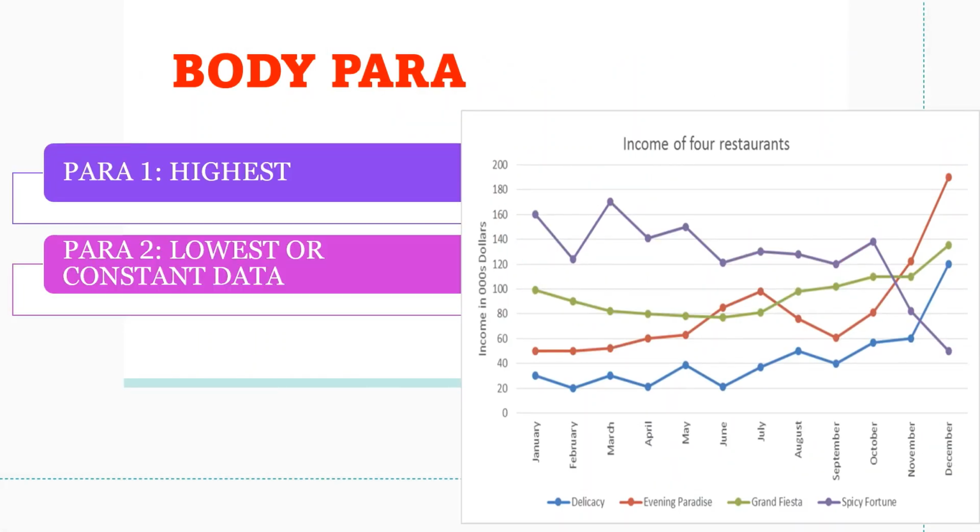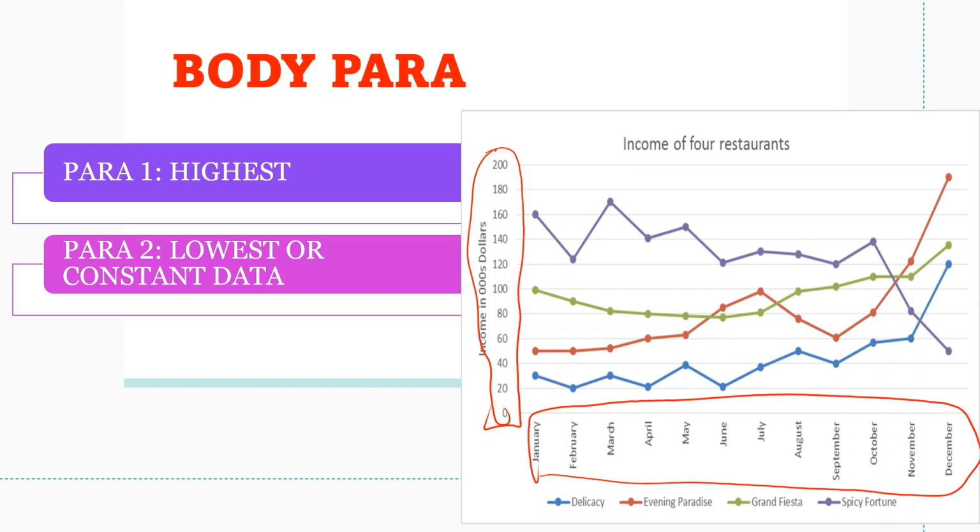Moving on to the body paragraph. Now you need to go into a deep comparison of the data, that is, the dollar figures. So when it was what. Now here also you need not write January, February, March, April, May, June. All the 12 months you need not write. You can write only for the months where you see a major difference.